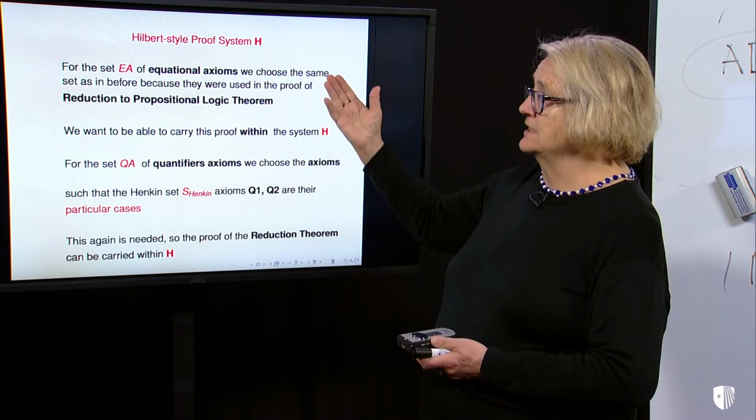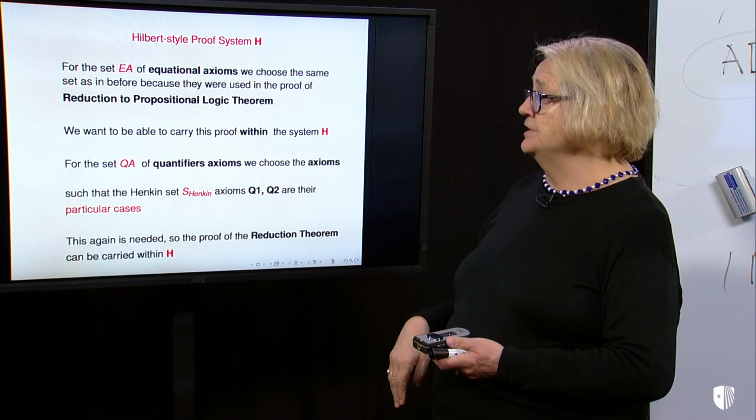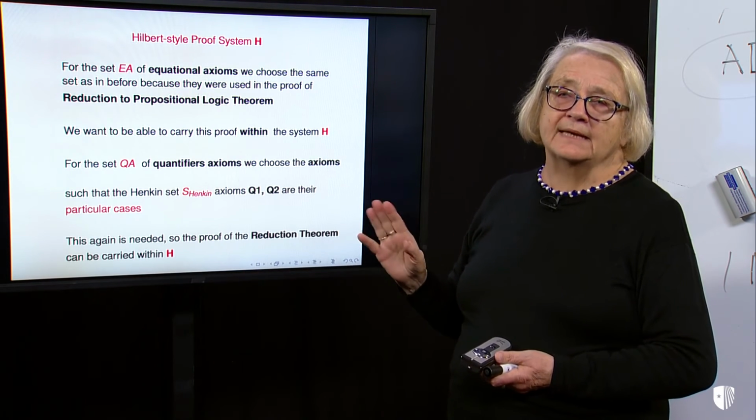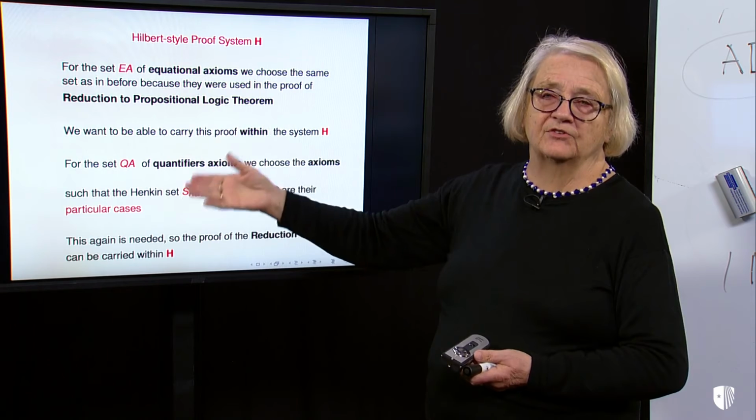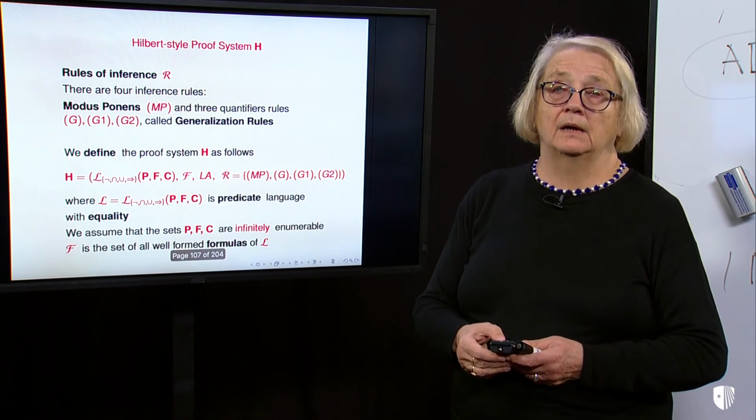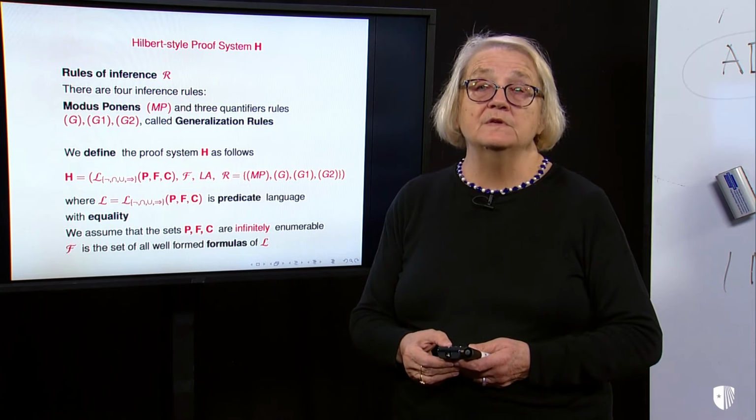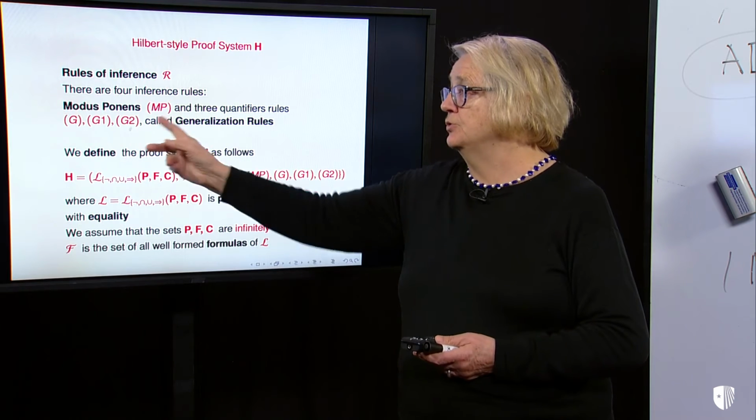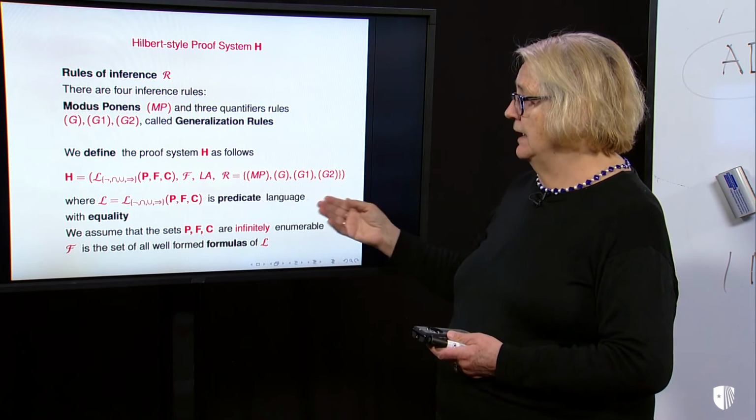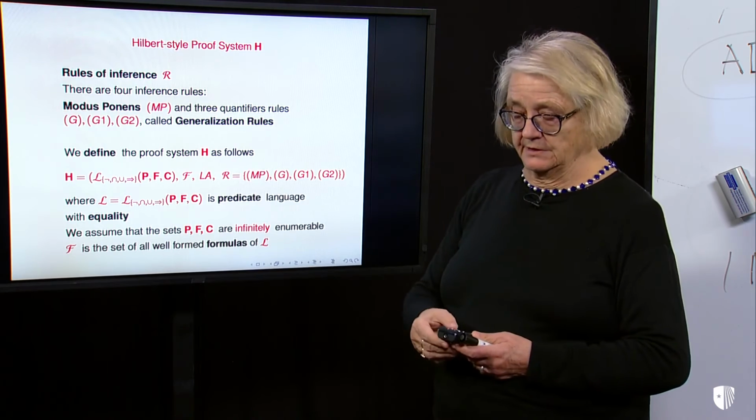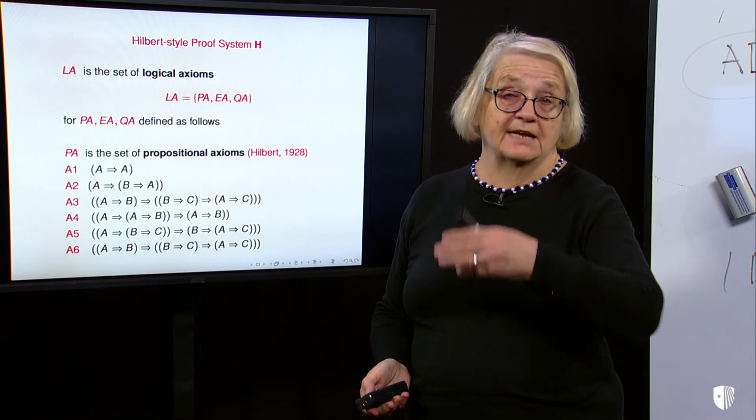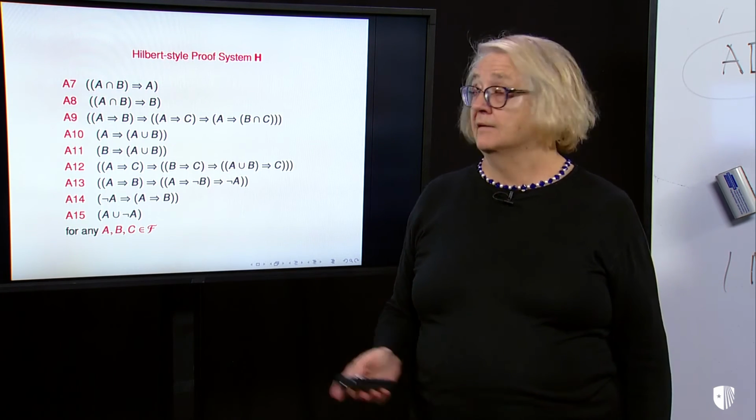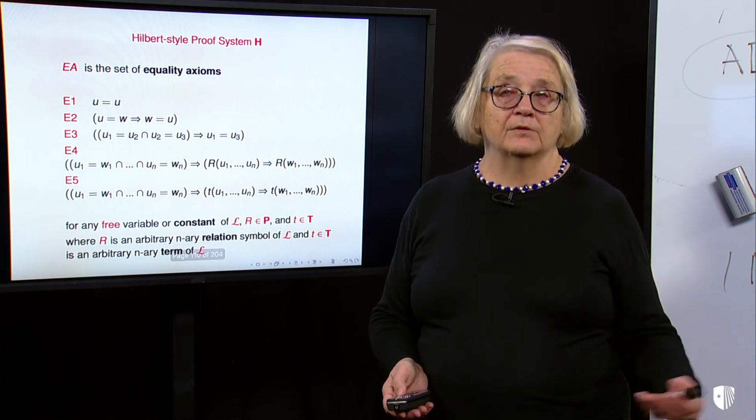And the equality axiom is the same as before, which we used in the proof of the reduction to propositional logic theorem. And the set of quantifier axioms is the Henkin set of quantifier axioms. You have modus ponens as a rule of inference, and then you have the quantifier rules, G1 and G2, generalization rules. Here is the set of axioms, and it's nice to see them. This is Hilbert's 1928 set of 15 axioms, where A or not A is the last axiom.